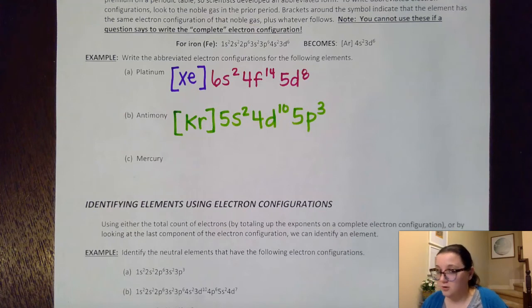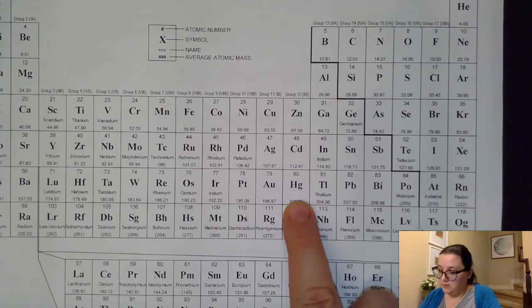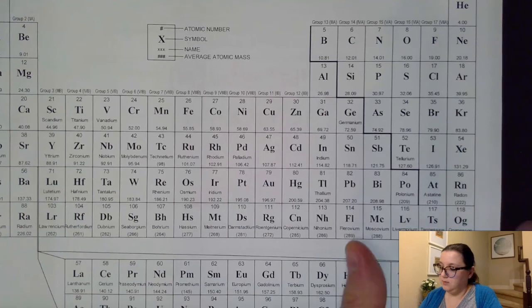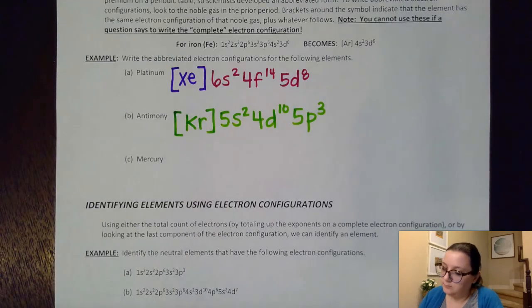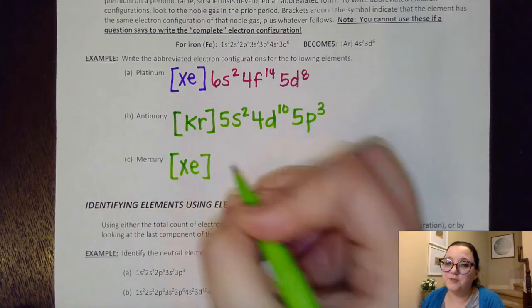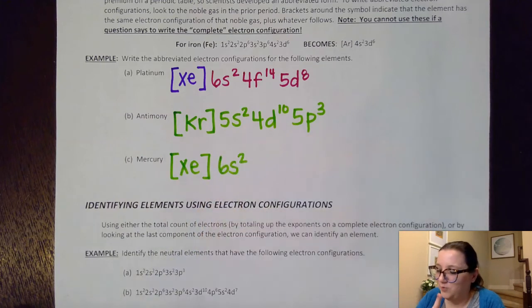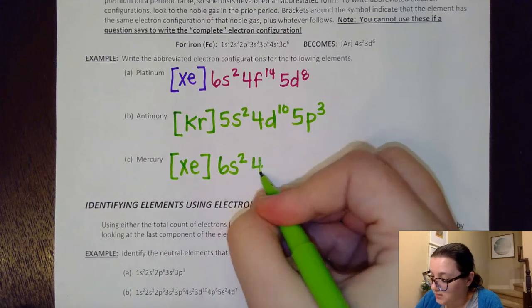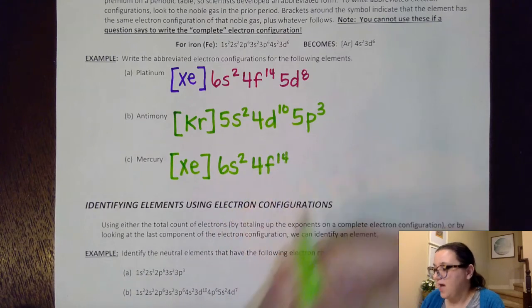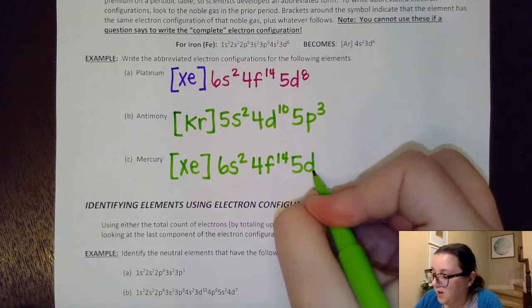All right, now for mercury. Mercury is Hg. Again, you've got to know those elements to be able to find it on your periodic table. So for Hg, I would pick our previous noble gas, which is xenon. So I would come back to xenon, and I'd write everything I went through after xenon. So you should have had 6s2. Hopefully you didn't forget 4f14. And then that went all the way to the end of the 5d block. So you would have had 5d10.